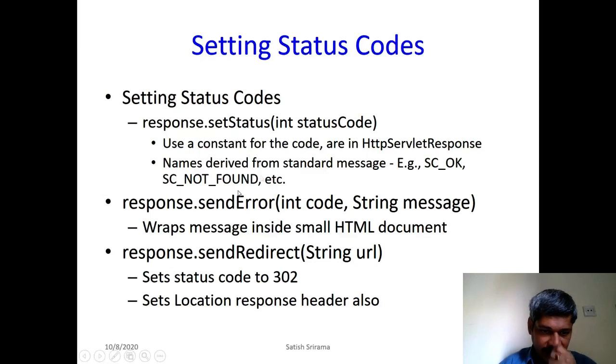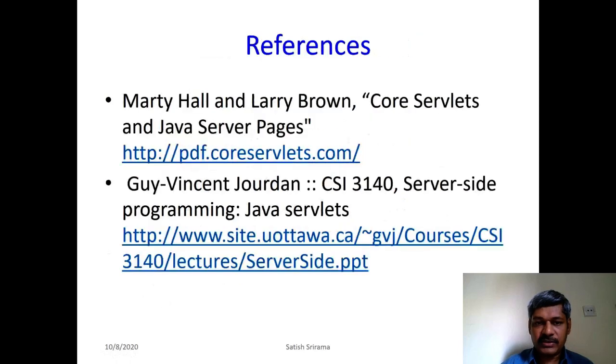Of course, if you want to send an error because something has gone wrong with the request, you can send an error. You can set the code and also send a message, which is a small HTML page you can wrap for that. You can also send a redirect, so you can redirect the request to some other URL. It sets the status code to 302 and also sets the Location response header, using the sendRedirect method. So that's about processing the forms.